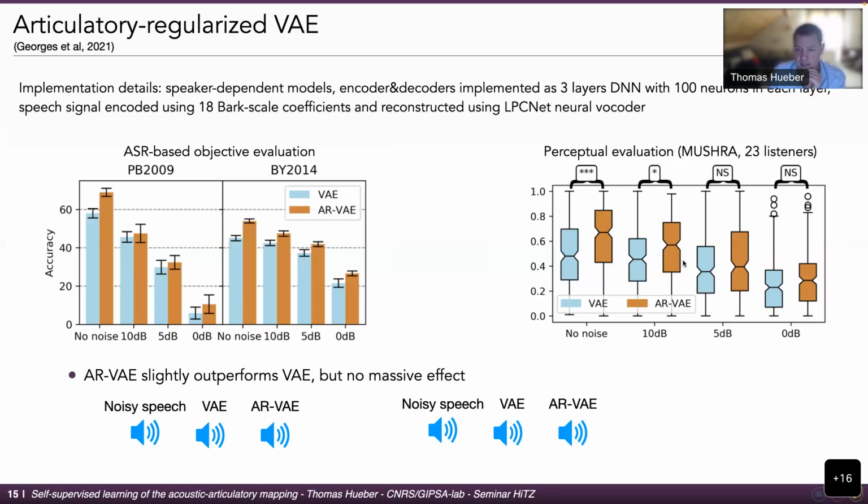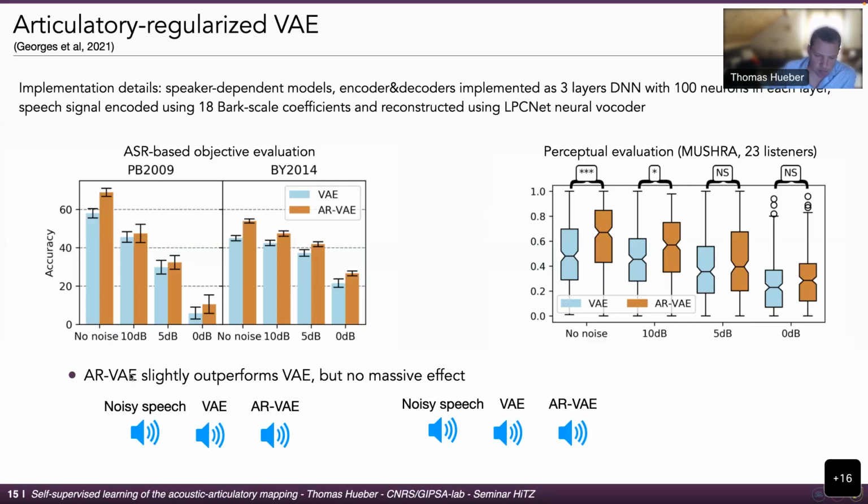But as you can see, for this perceptual evaluation, it's significant when we have no noise or small noise, but then it's not significant when we have much more noise in the input speech signals. So in short, our model slightly outperformed the VAE. We do have a benefit of regularizing the latent space with, let's say, motor knowledge, but no massive effect.